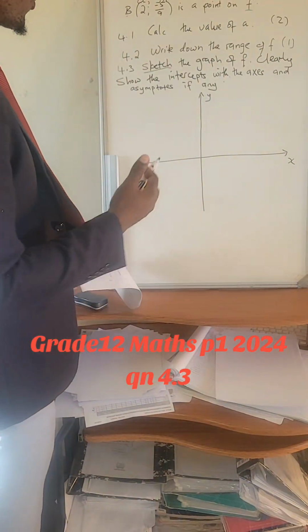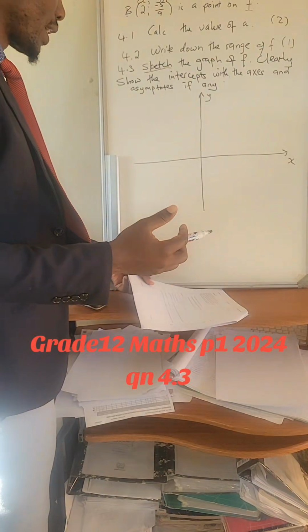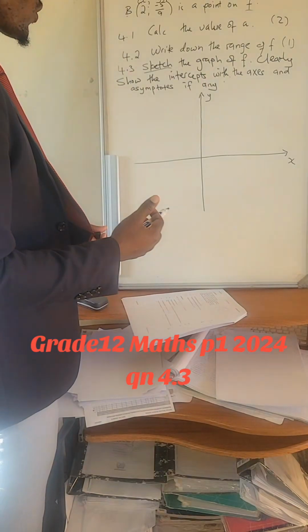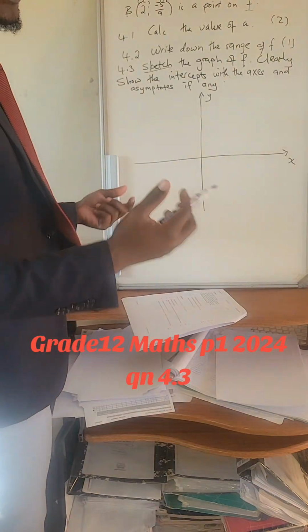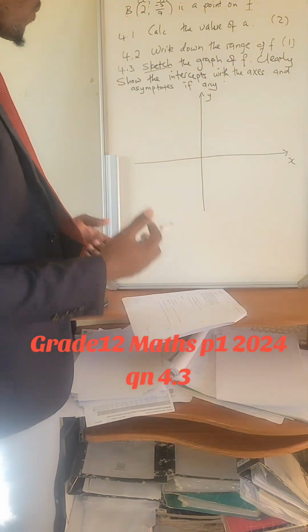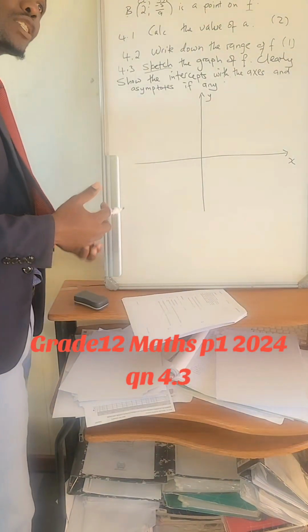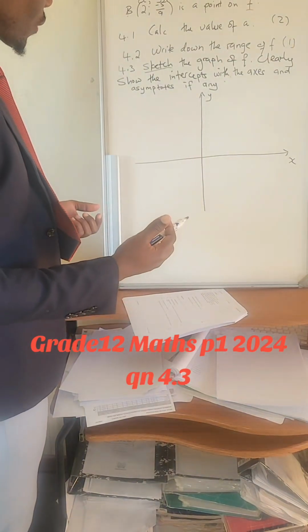So what are we supposed to show here? We are supposed to show our intercepts. That's where you collect your marks on the intercepts. And you're also supposed to show the shape of your graph. And then you are also supposed to show the asymptotes. What is an asymptote? It's an imaginary line that our graph is not supposed to intercept or to cross. You may put it that way.